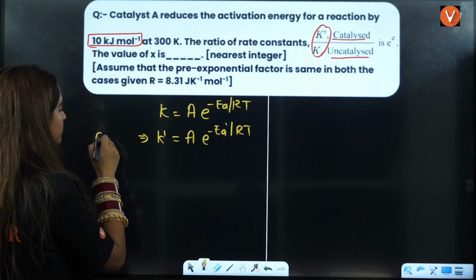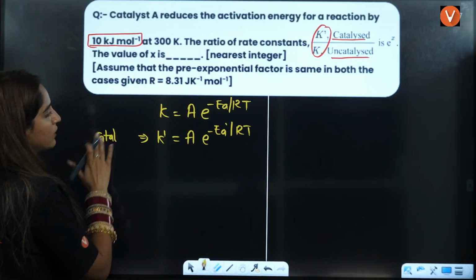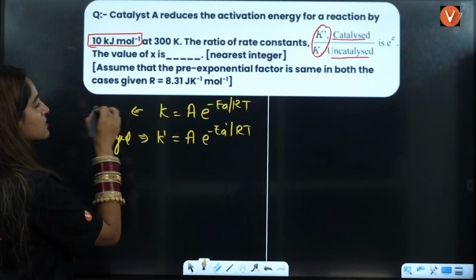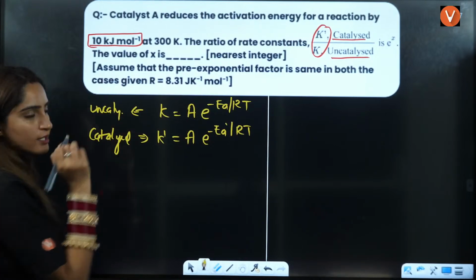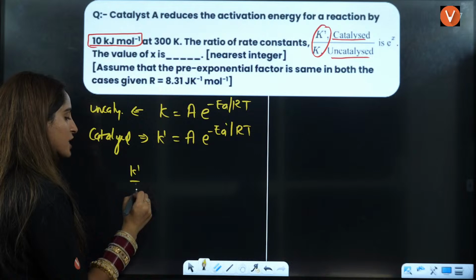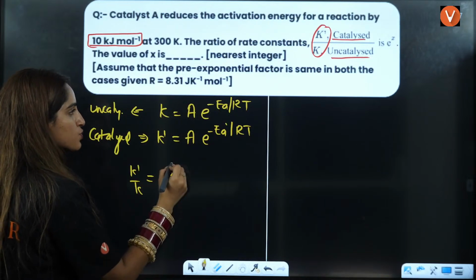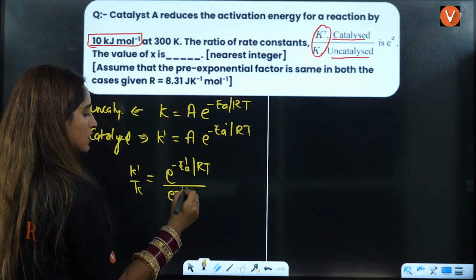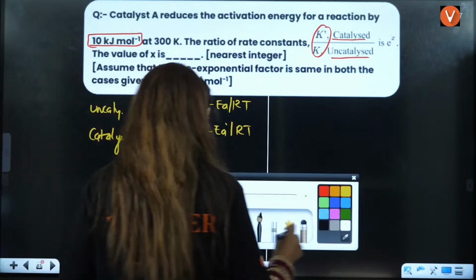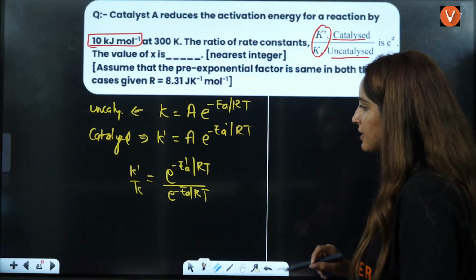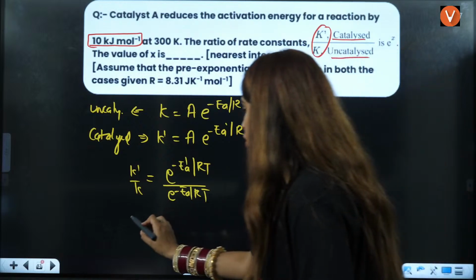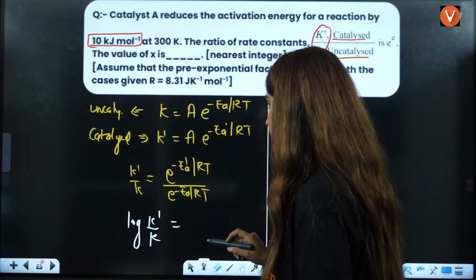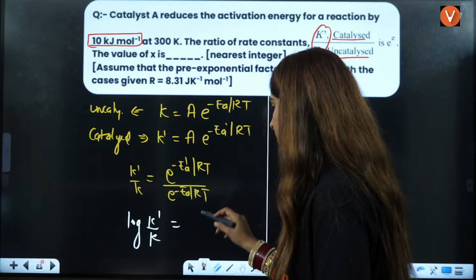I'll take this as catalyzed, because they have given that k dash is catalyzed, and this is uncatalyzed, without the catalyst. So you take the ratio k dash by k, which is e raised to power minus Ea dash by RT divided by minus Ea by RT. If you take the log base 10 of k dash by k, e will cancel out.